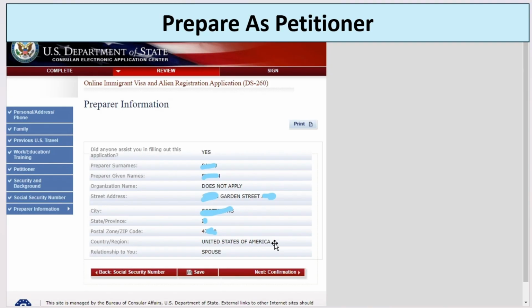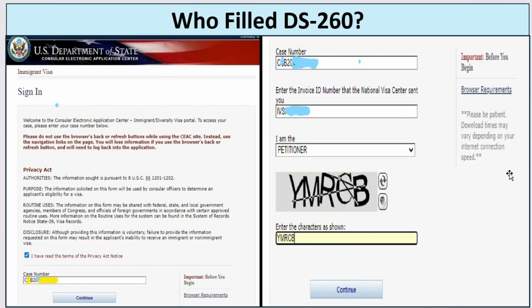If the applicant filed DS-260, there is no problem because they will know from the traffic who filed this DS-260. That's my big advice here. Please, if you file DS-260 as the petitioner, make sure you add yourself as a preparer and let the applicant know about this question I just talked about.